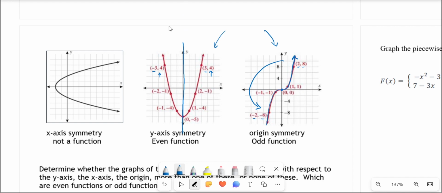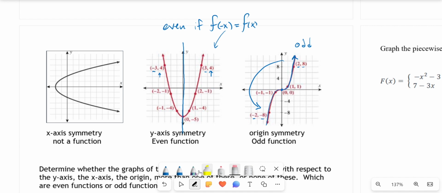It is even if f of negative x is equal to f of x. It doesn't change. On the other hand, it is odd if f of negative x pulls out a negative sign and gives you negative the value when x is positive.